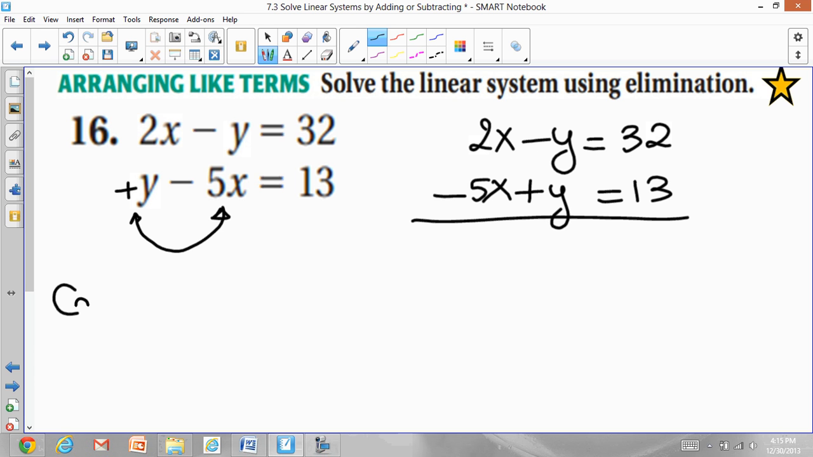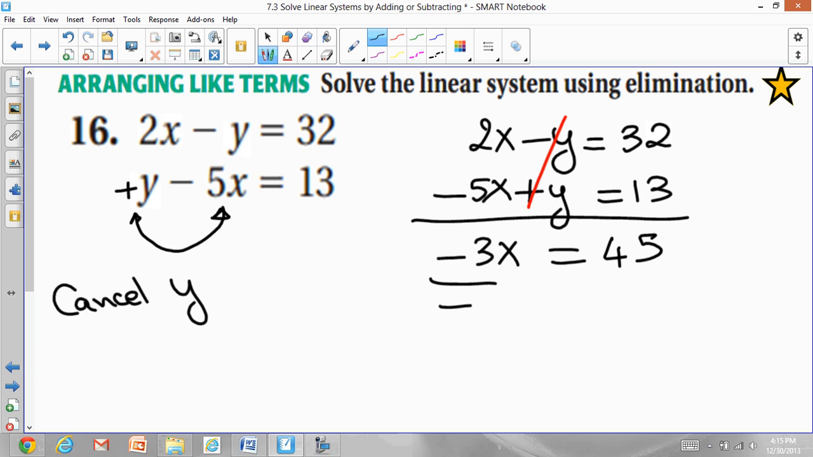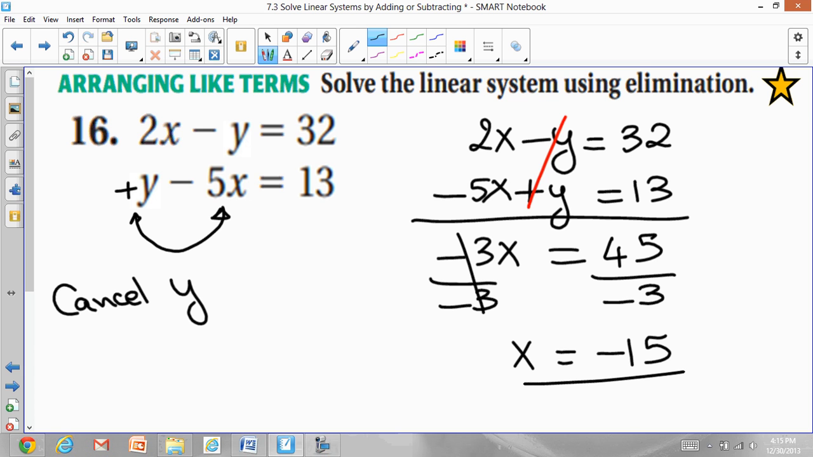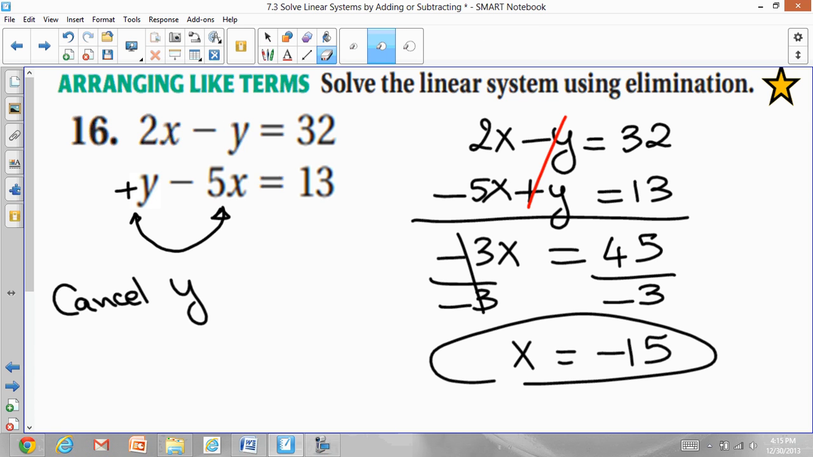Now I'm going to look at these two equations and I'm going to cancel my y's. Negative y, positive y. They both look like they can cancel out. So I'm going to cancel these two. Now combine 2x and minus 5x to give you minus 3x, and combine 32 and 13 to give you 45. Divide by negative 3 on both sides. X equals negative 15. So once you get x equals negative 15, half the job is done.